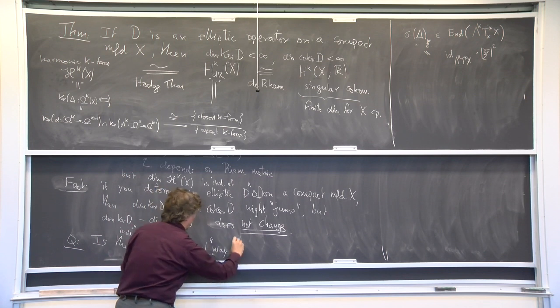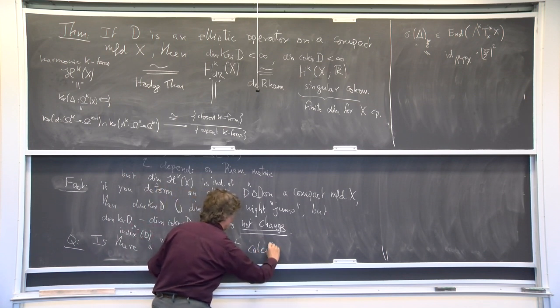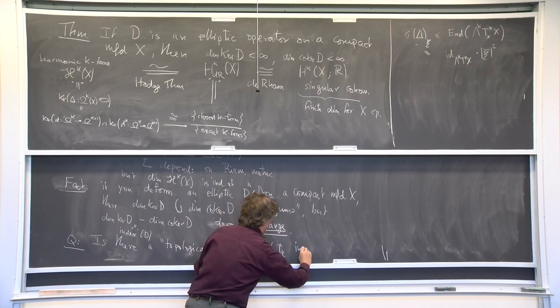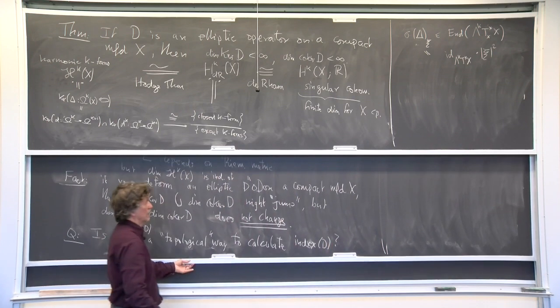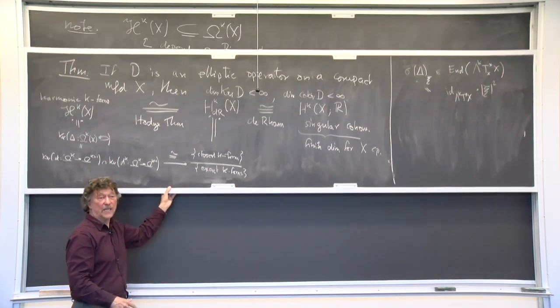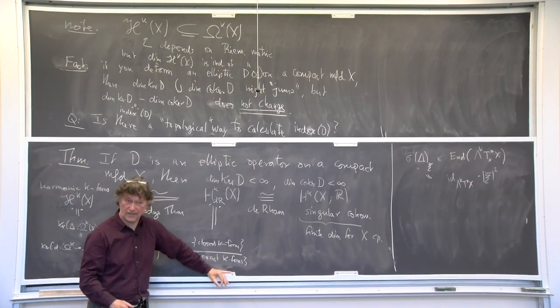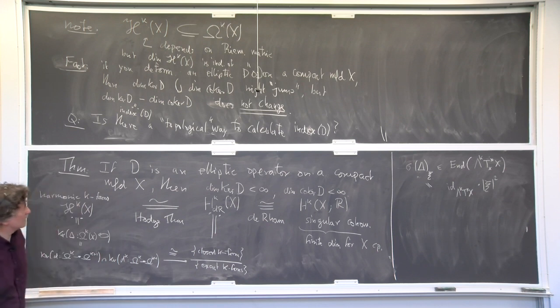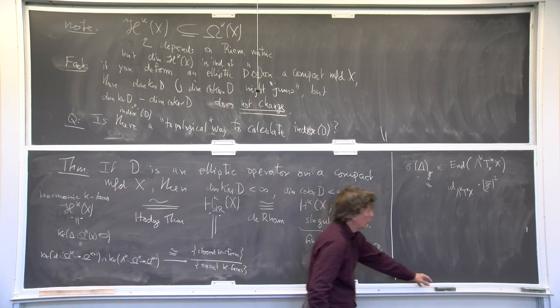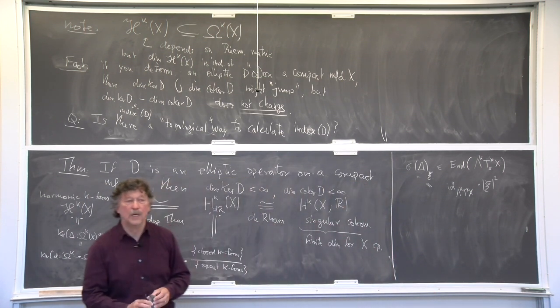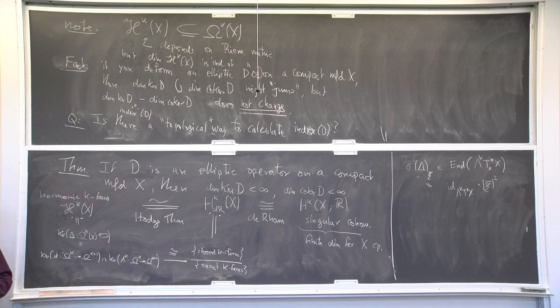To calculate the index of an elliptic differential operator. Okay. So that is the question that the index theorem addresses. It says, yes, there is a purely topological way to calculate this thing, and it has to do with Thom isomorphisms in cohomology in K-theory. And so that's the next thing that I want to explain. So the next part of my talk will be sort of a first step in this direction. Namely, we'll be looking at the principal symbol, but we want to think of it as a K-theory element.